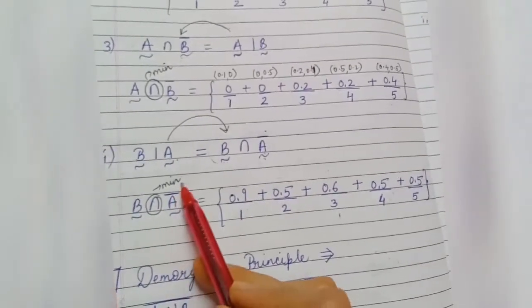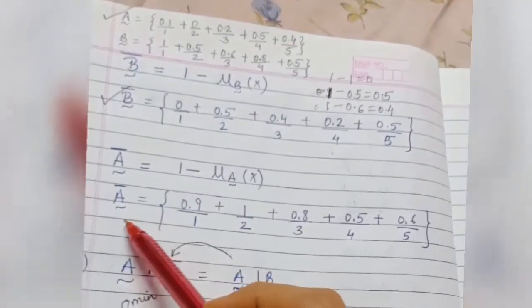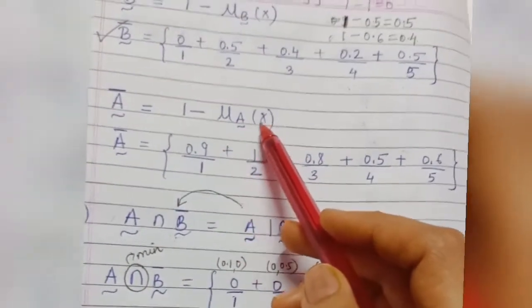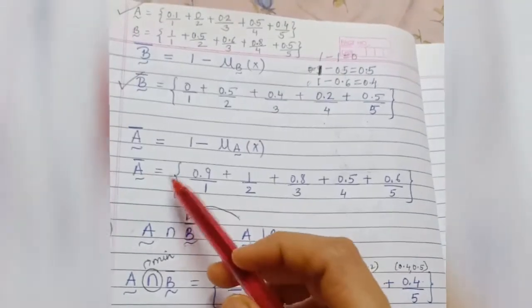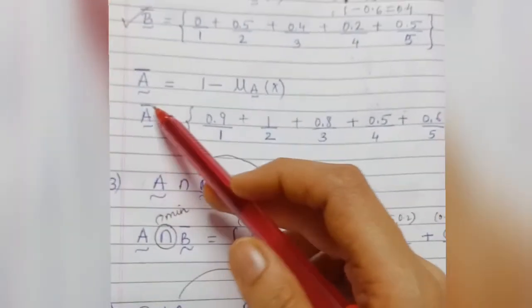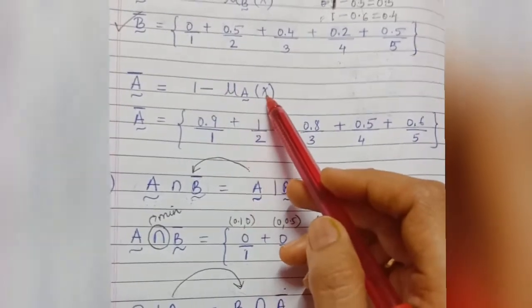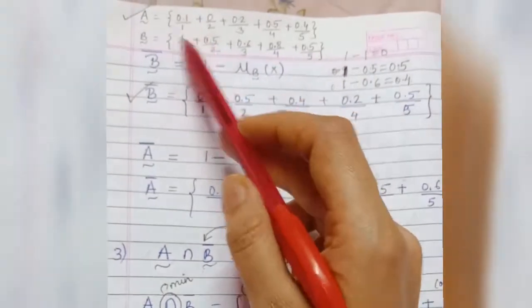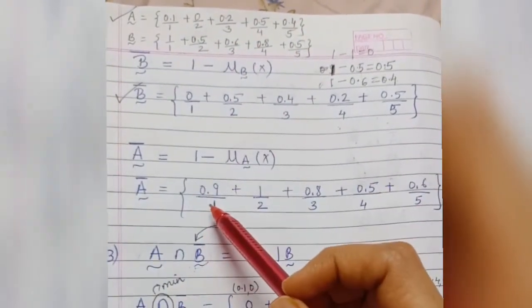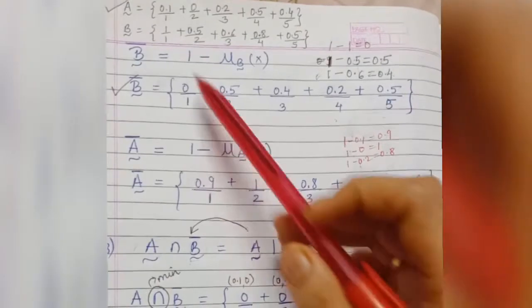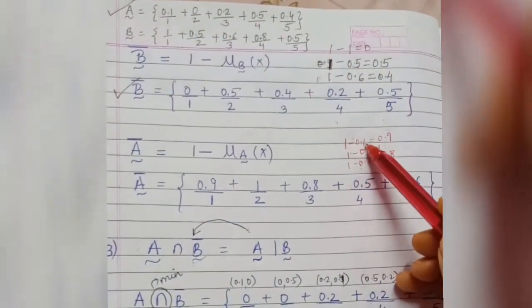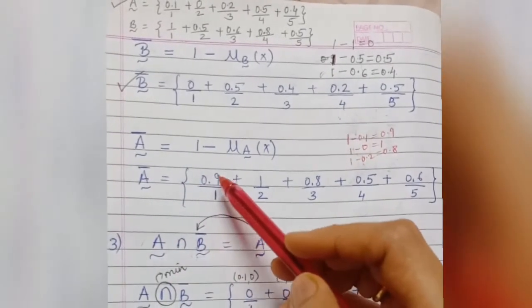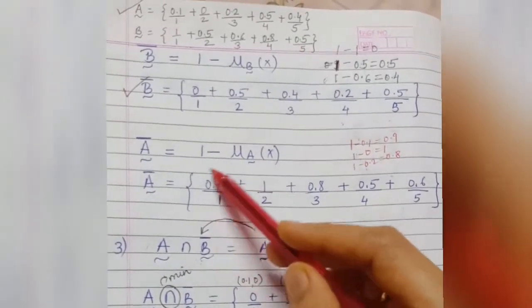Now let's find A complement. To calculate A complement, we have to apply 1 minus mu A of x, the same way we did for B complement. So subtract set A from 1. Let's start. For the first element, 1 minus 0.1 equals 0.9. So A complement's first element will be 0.9 upon 1. So this forms one element.